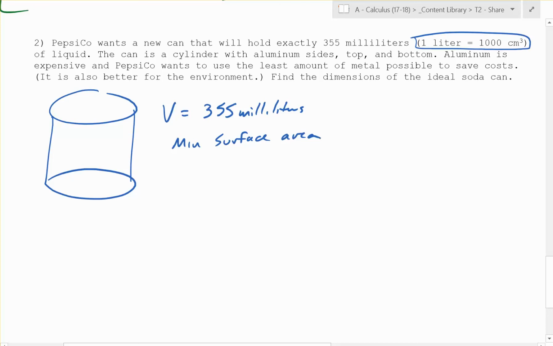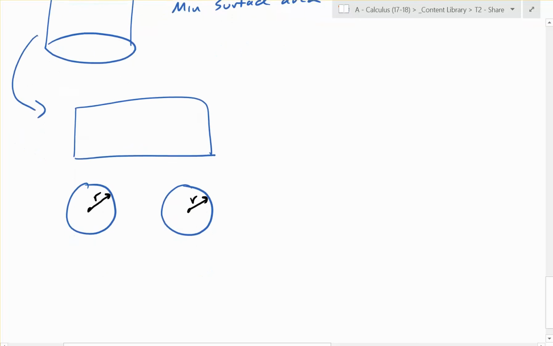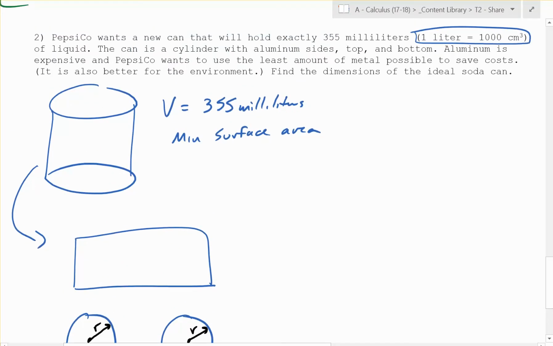So we want an equation for the surface area, the amount of aluminum. If you were to unfurl this can, the side would turn into a rectangle, and you'd have the top and the bottom. Okay, so let's do it in terms of r. The radius of the top and bottom is going to be the same for both. So how much aluminum is used right here?